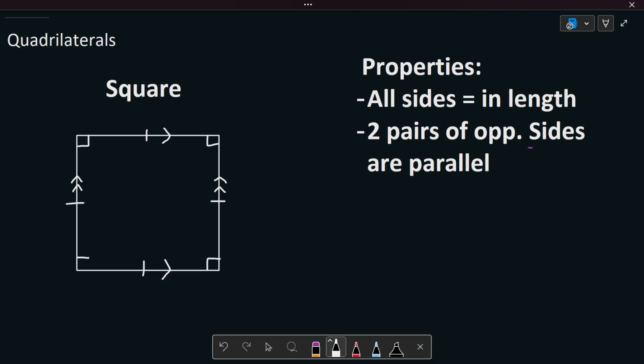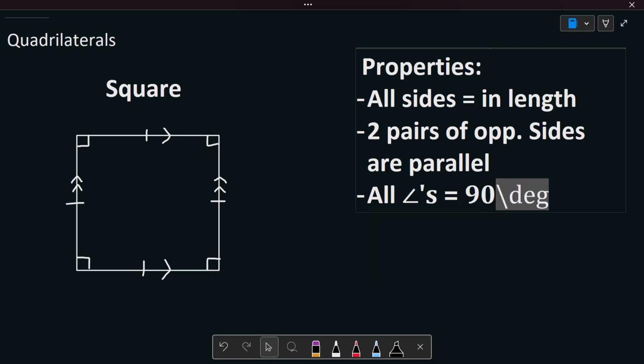And what do we say about this? How do we write this reason down? Or this property down? We can say all angles, so I can just quickly do it like this to make it look cool. All angles equal 90 degrees.